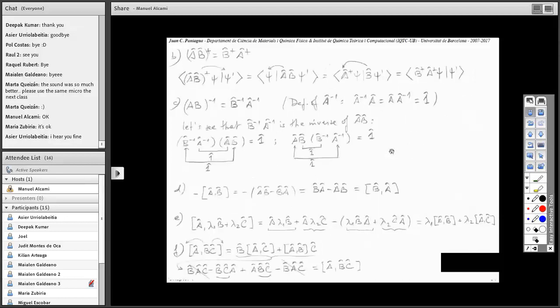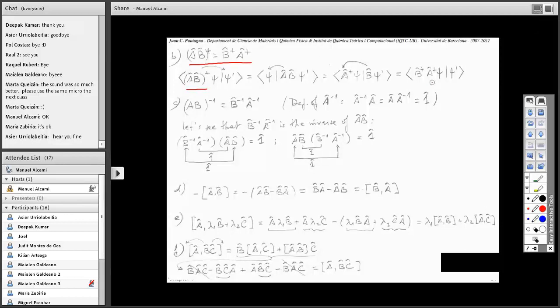Let's go to the second point of the exercise. It was to verify that the adjoint of a product of two operators is the product of the adjoints, but written in the reverse order. Well, this is rather simple. For instance, I will use the previous result.